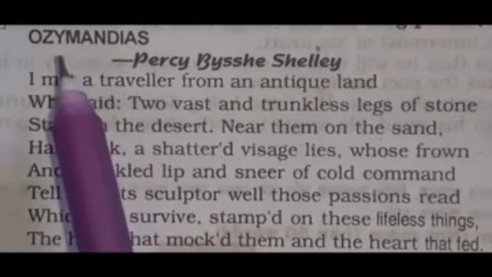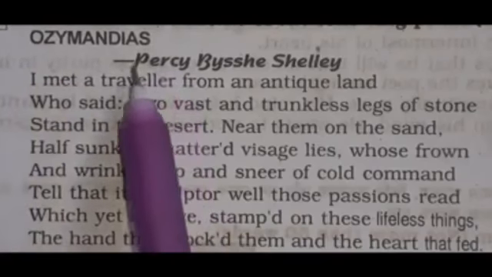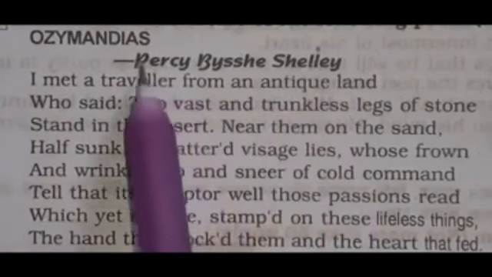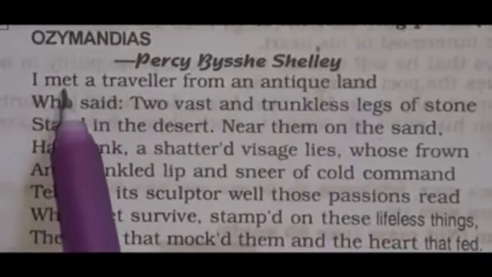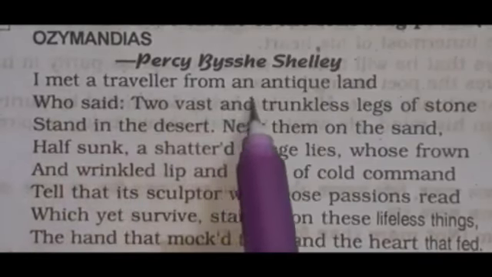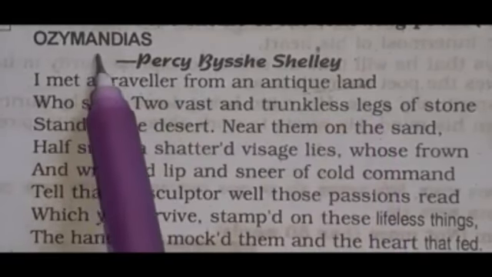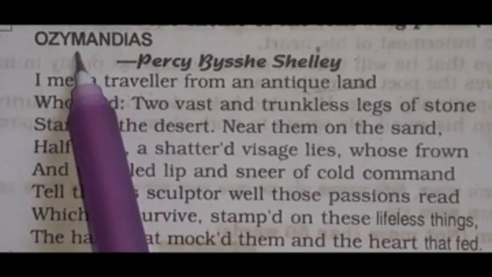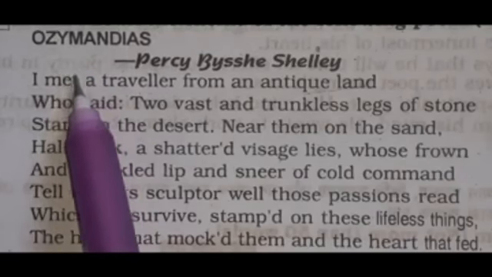This is the poem for today. The name of the poem is Ozymandias, written by P.B. Shelley, Percy B. Shelley. So let's understand the poem line by line and word by word also. I met a traveler from an antique land. So first of all, what does the word Ozymandias mean? Ozymandias is the Greek name of Ramesses II. He had many huge buildings and monuments constructed in his own honor.